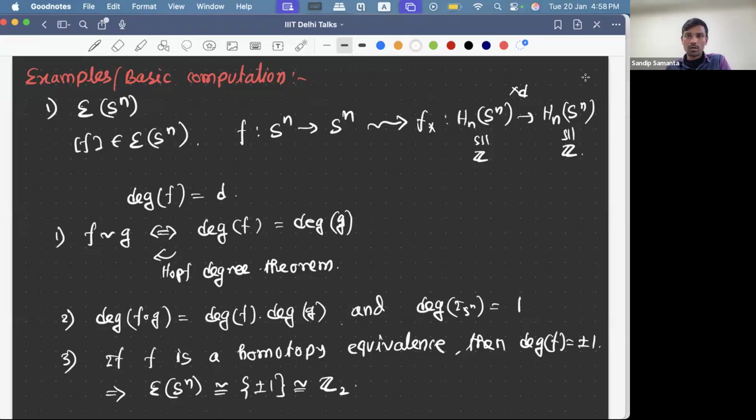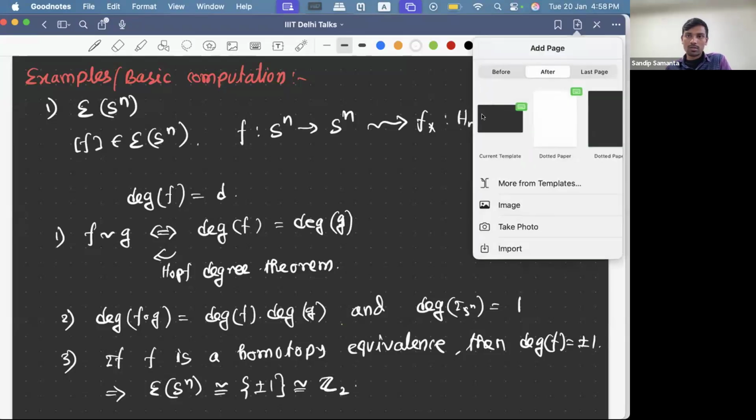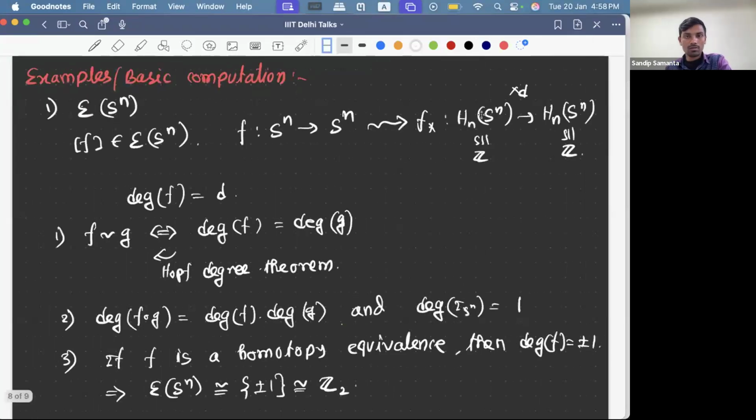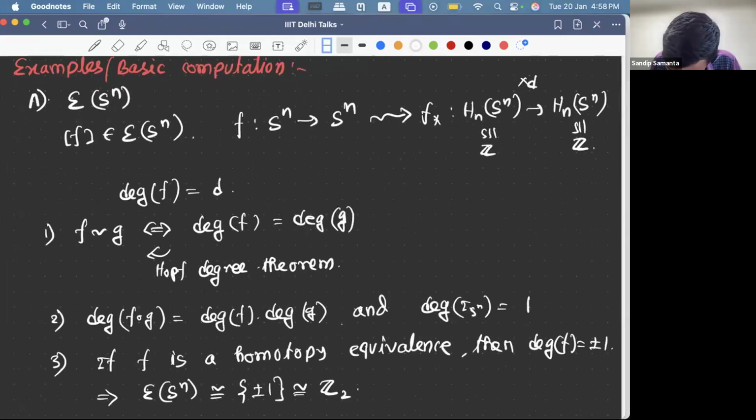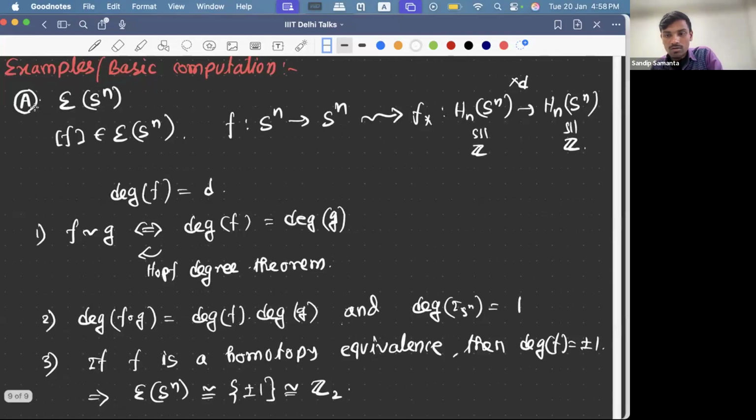Similarly, another example that we can compute using a little bit of this topology information is the group of self-homotopy equivalences on the Eilenberg-MacLane spaces. So this is E of K(G,n). So what are these K(G,n) spaces? K(G,n) are the Eilenberg-MacLane spaces.